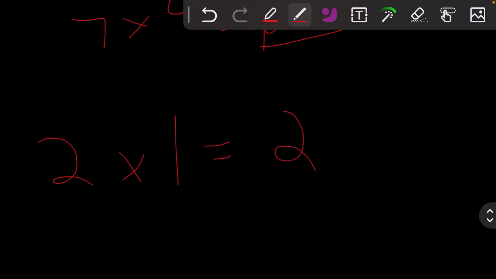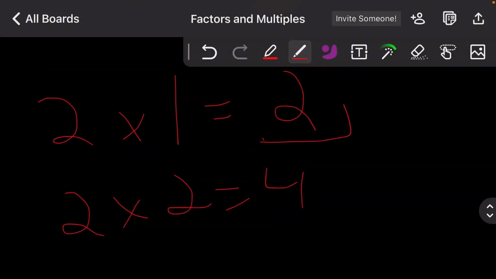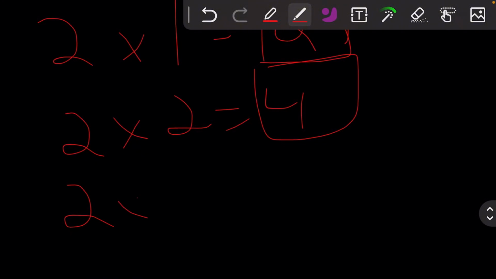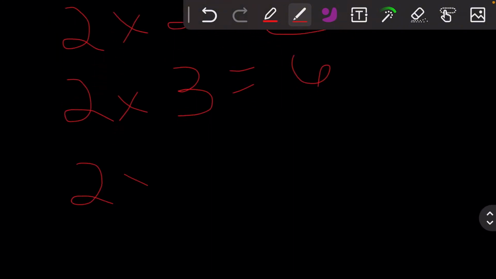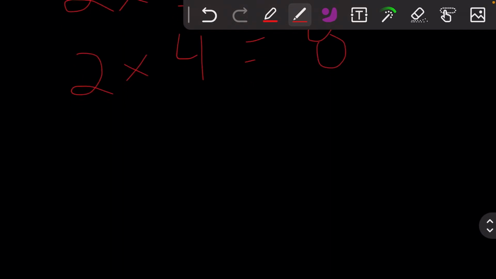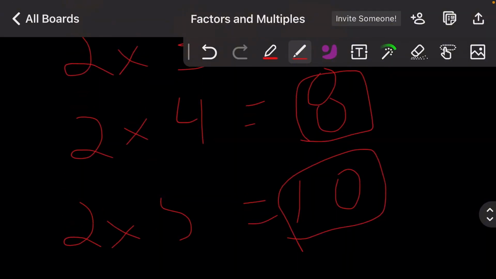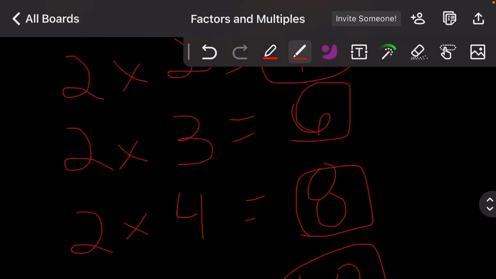2 times 1 is 2. And 2 times 2 is 4. 2 is a multiple of 2. 4 is a multiple of 2. 2 times 3 is 6. 6 is a multiple. And I believe you see the pattern that's going on right here. 2 times 5, 10. So 10 is a multiple. 8 is a multiple. 6, and so on.